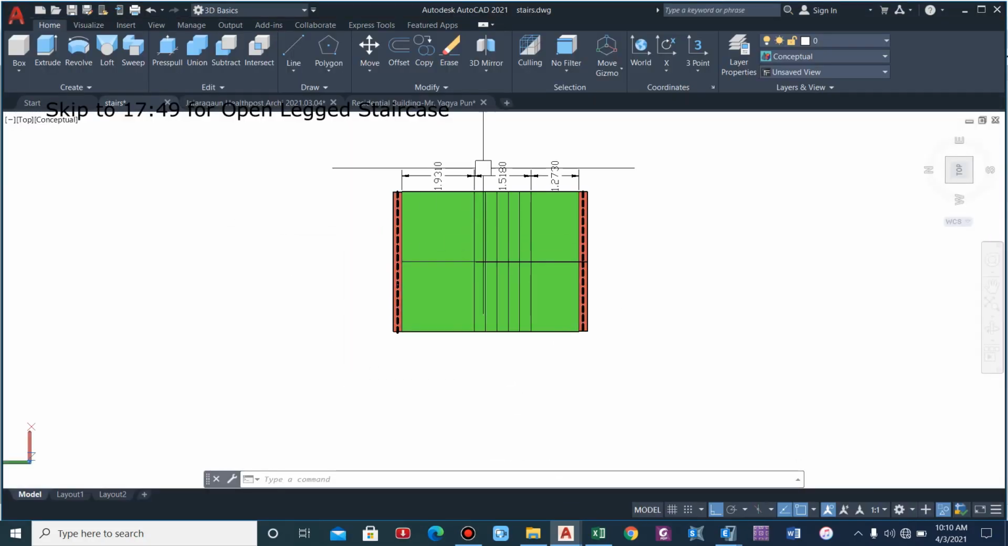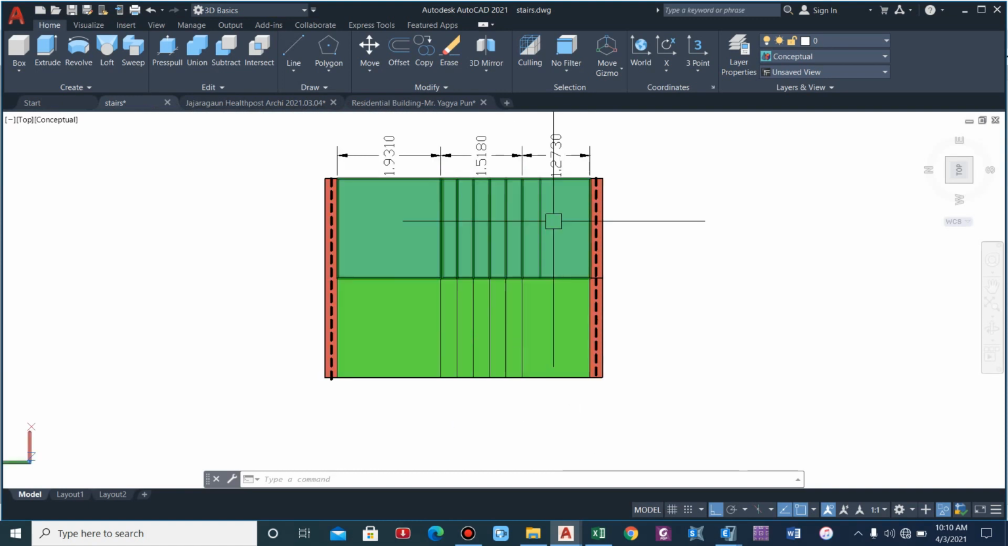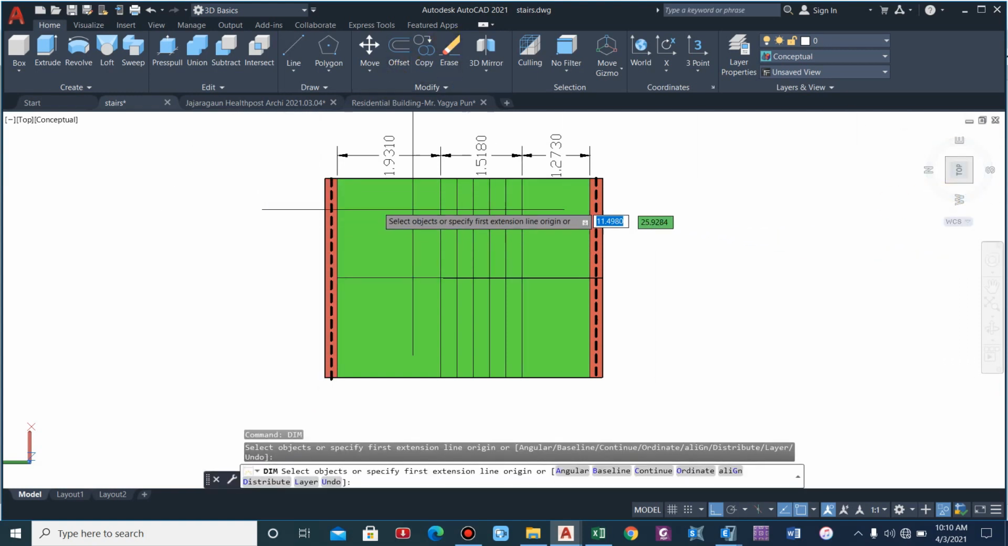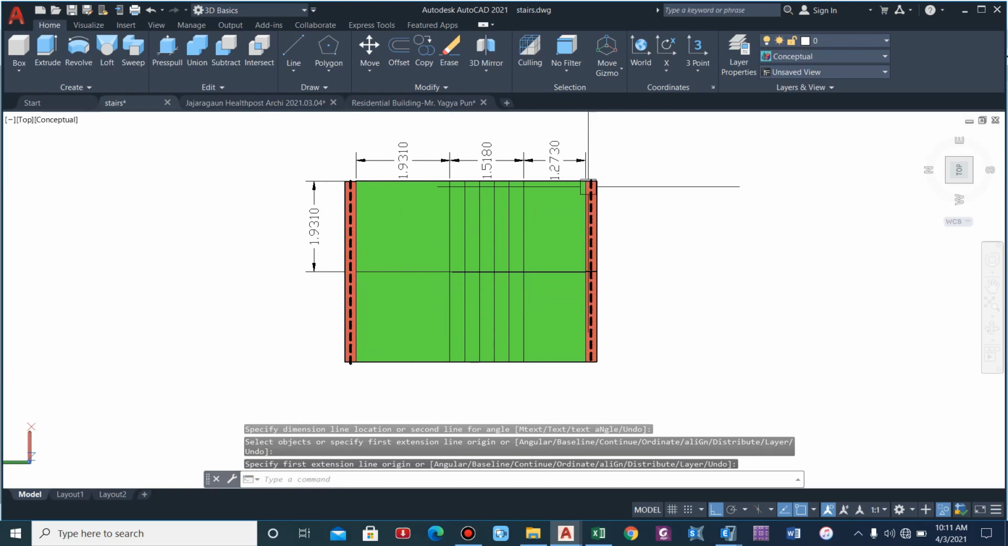So this is a simple plan of a staircase of the dogleg type. Here you can see this is the landing, this is the flight, and this is again the landing, and the dimension is given as 1.273 for the first landing. Then we have a flight of 1.5180, and then the mid landing, which is about 1.931, and the width of the staircase is also 1.931. So this is the overall dimension of the staircase.